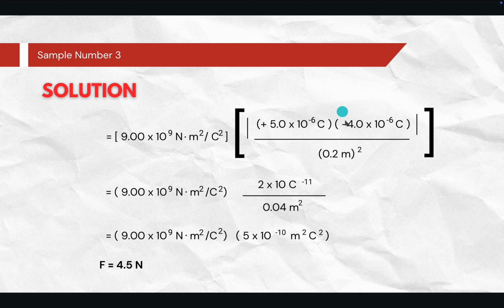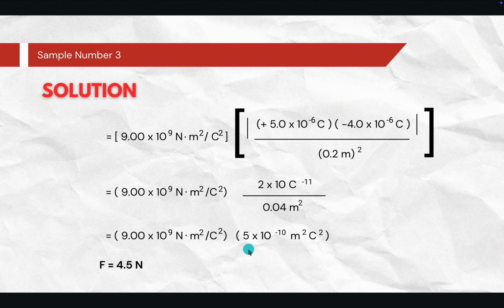The numerator is the two given charges, so positive 5 and negative 4.0. Then we divide by 0.2 meter squared. That's the distance squared. And then this equals the product of the two charges, 2 times 10 Coulomb raised to negative 11, over 0.04 meter squared.